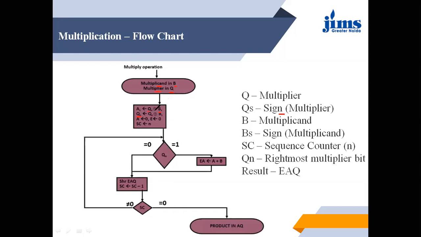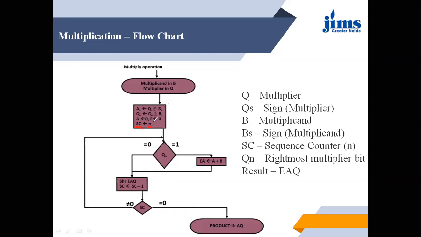In that case we will get a 1 over here, otherwise we will get a 0. As I told you, the counting depends on the counter. This is the sequence counter, which keeps the record of how many times we have to multiply, and this is equal to n, where n is the number of bits that we have to multiply.